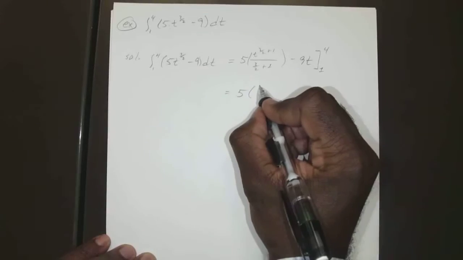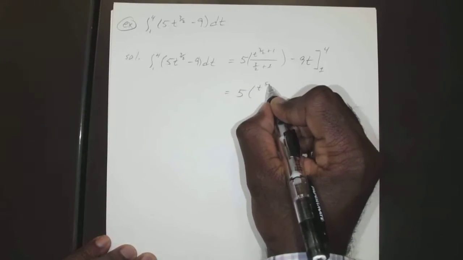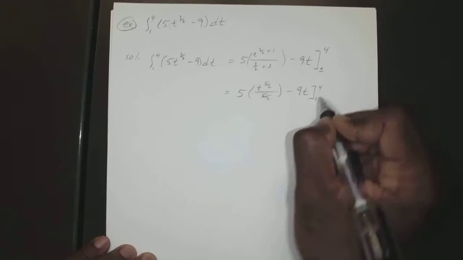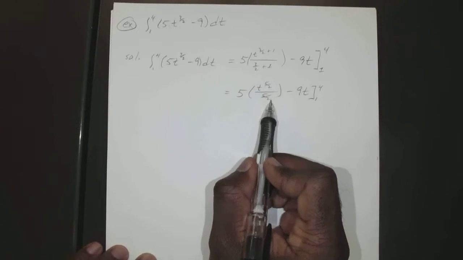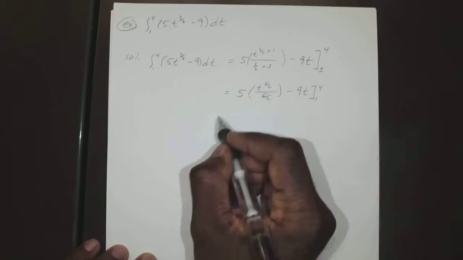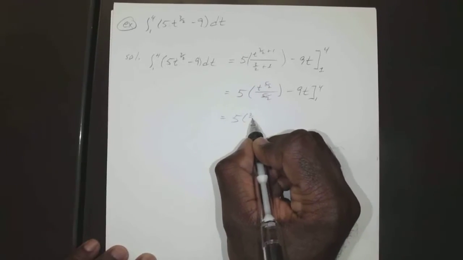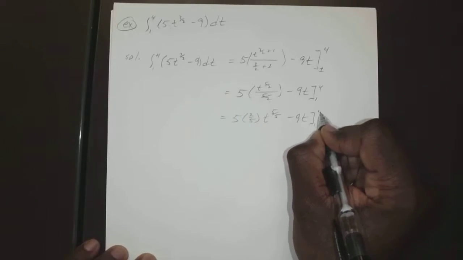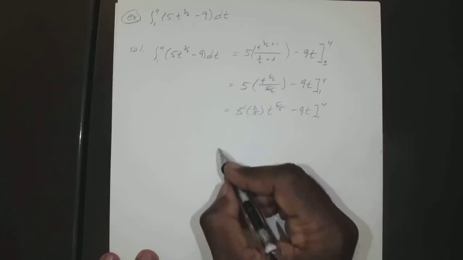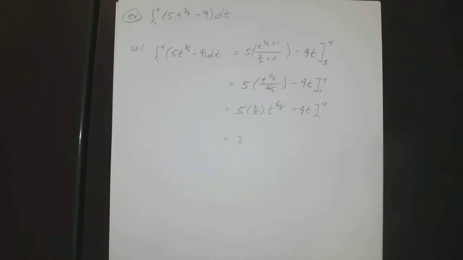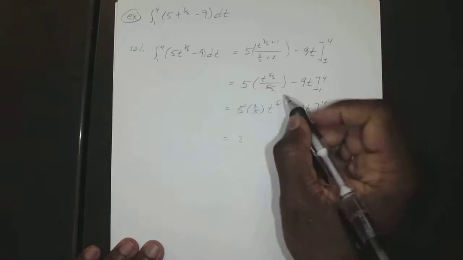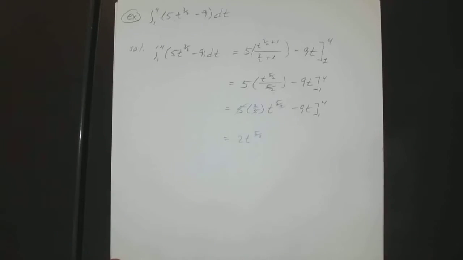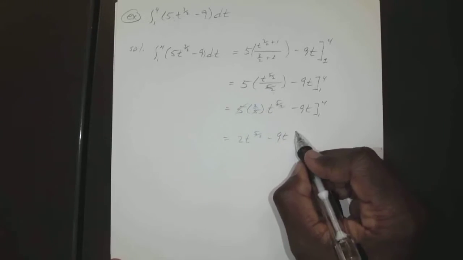Okay, so it's 5 times t to the 5/2 over 5/2 minus 9t from 1 to 4. This one, if you multiply the numerator and denominator by 2 over 5, this becomes 1, so you end up with 5 times 2 over 5 times t to the 5 over 2 minus 9t. Okay, so those two cancel out. Oops, I put 5 over 5. Should have been 5 over 2. Okay, so you have 2 times t to the 5 over 2 minus 9t.